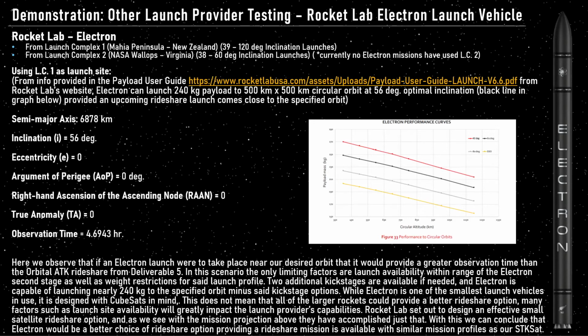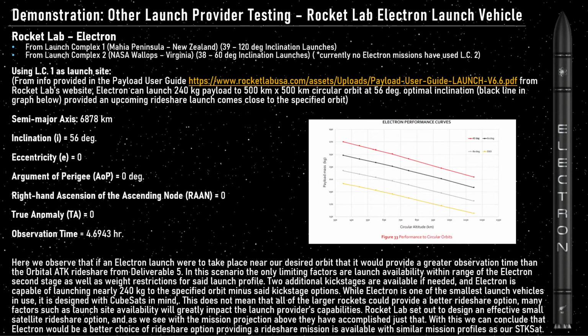Using a chart provided from Rocket Lab and information from their technical sheets, we can determine that Electron is capable of launching a 240-kilogram payload in a 56-degree inclination circular orbit of 500 kilometers. With this information, we can determine that a rideshare on Electron would provide STK-SAT with a 4.69-hour observation time. If an Electron launch were to take place near our desired orbit, it would provide a greater observation time than the Orbital ATK rideshare from Deliverable 5.